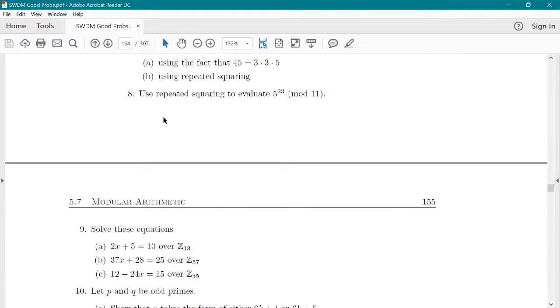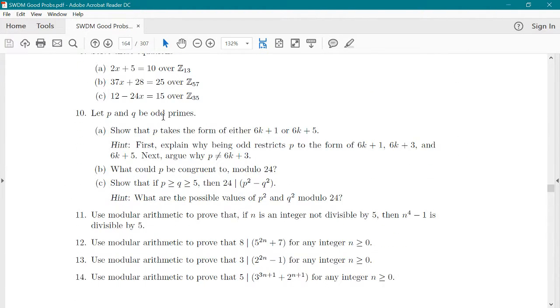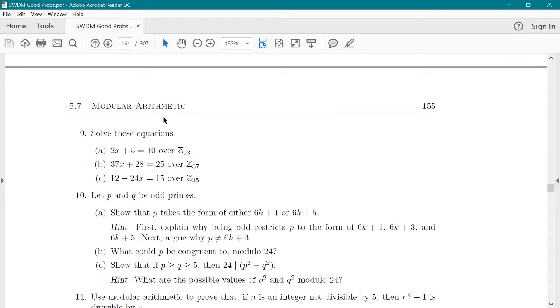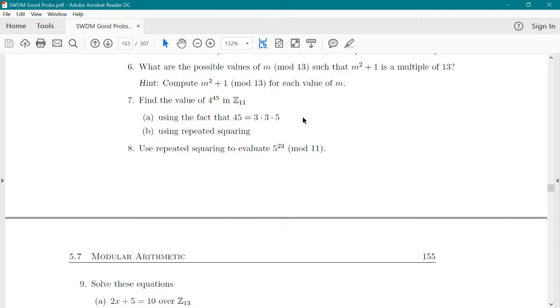All right. Riverside 7, right? Yeah. 7, 8: find the value of 4 to the 45th in Z11. Yeah, I couldn't figure out how to do A. Yeah. But he's asking about B. Well, let's see. Everybody turn this in, right? Okay. So find the value of 4 to the 45th.